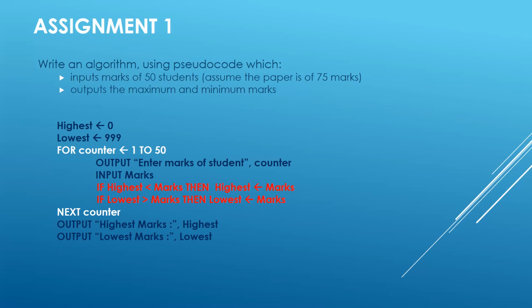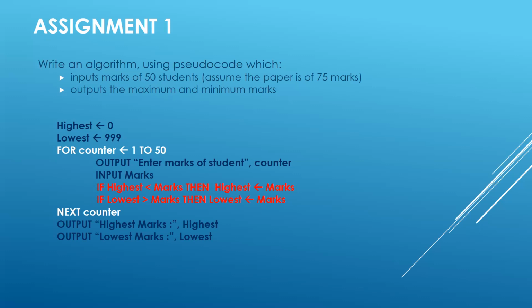And one thing that you can observe is that, to make things a little more user-friendly, I have used after output: enter marks of student, comma, counter. So if the first two students' marks are being input, then it will say enter marks of student 1. In this manner, you will keep getting the message about which student's marks are being entered by the user. After that, input marks. And now we are comparing if highest.